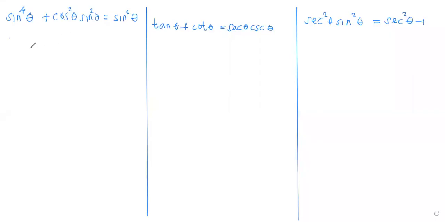Okay, this is proving identities. We will try to transform the left side of the equation to equate to the right side. So as for the first example, in this case, since sine squared is common, we will just factor that one out.